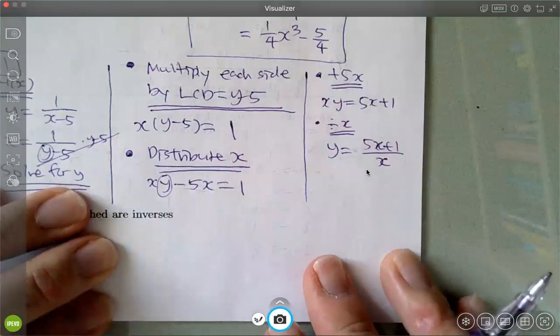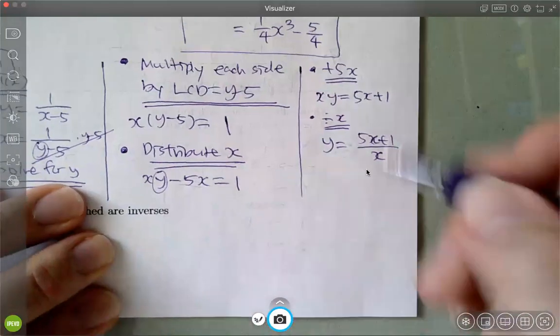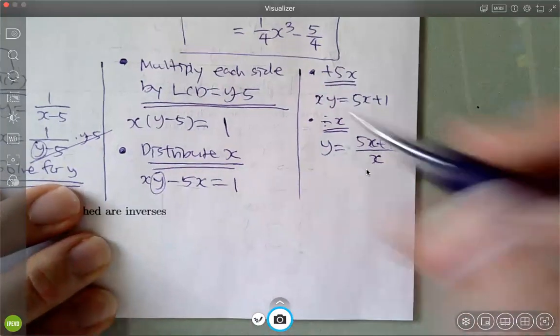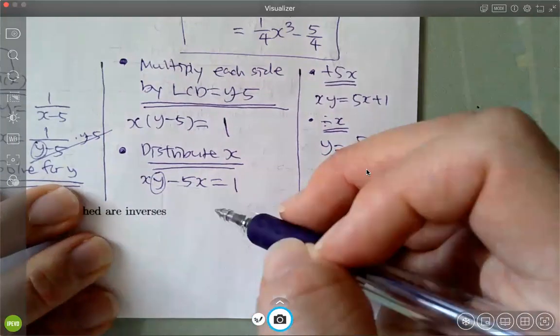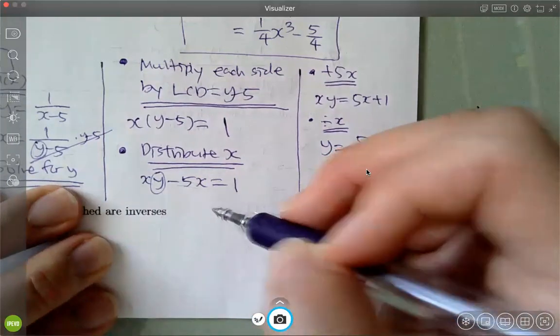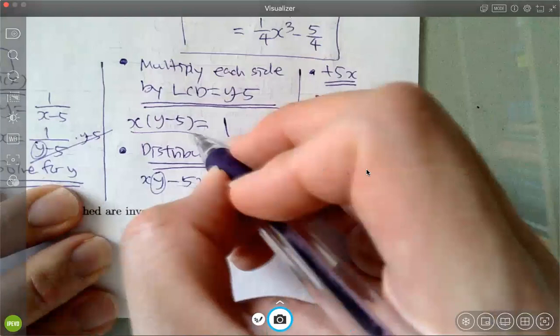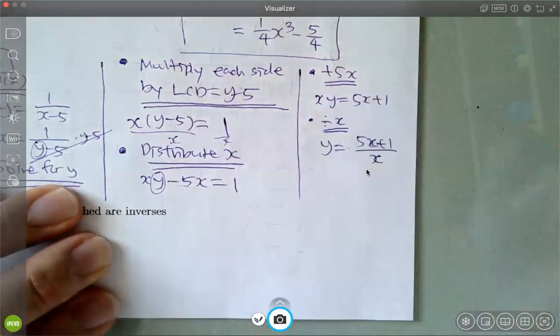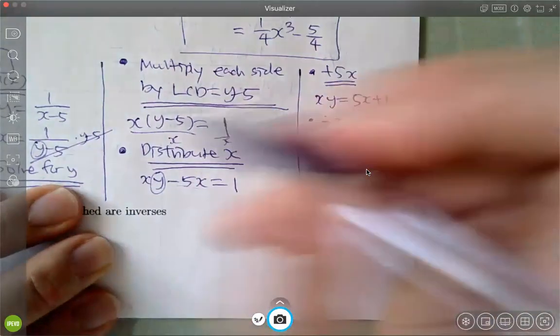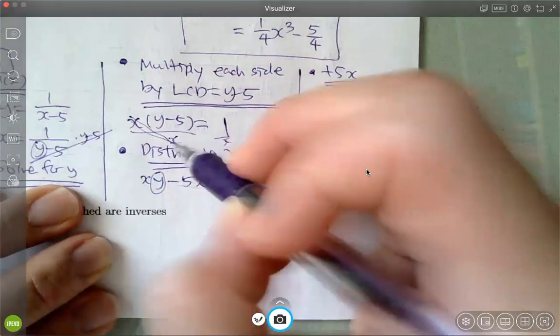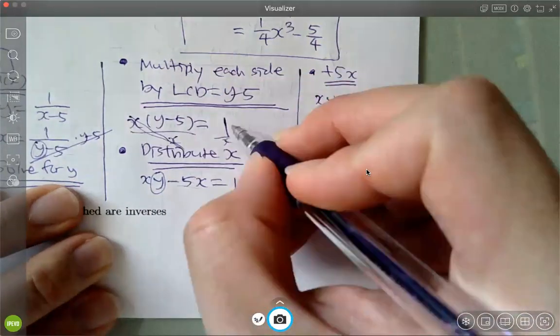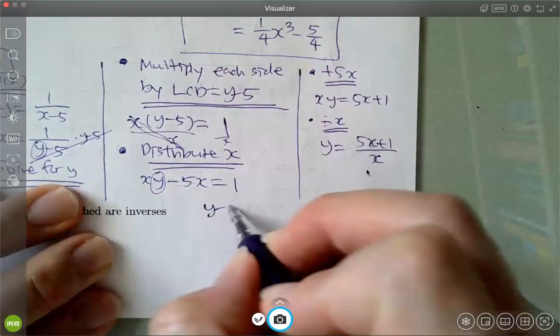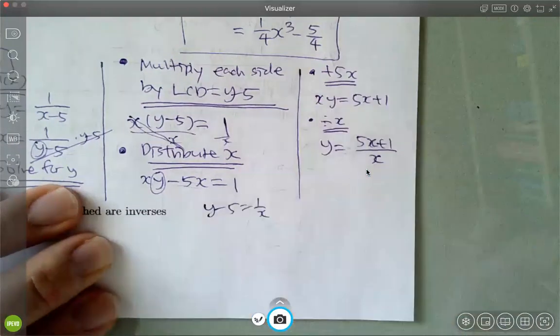Now, I said a minute ago that this is one way. What is the alternate way? We can divide by x from here without distributing. Then what does it mean? These two x's cancel, right? So we just have what? y minus 5 equals 1 over x, right? And then what do you do? Just add 5, right? So you get this, right?